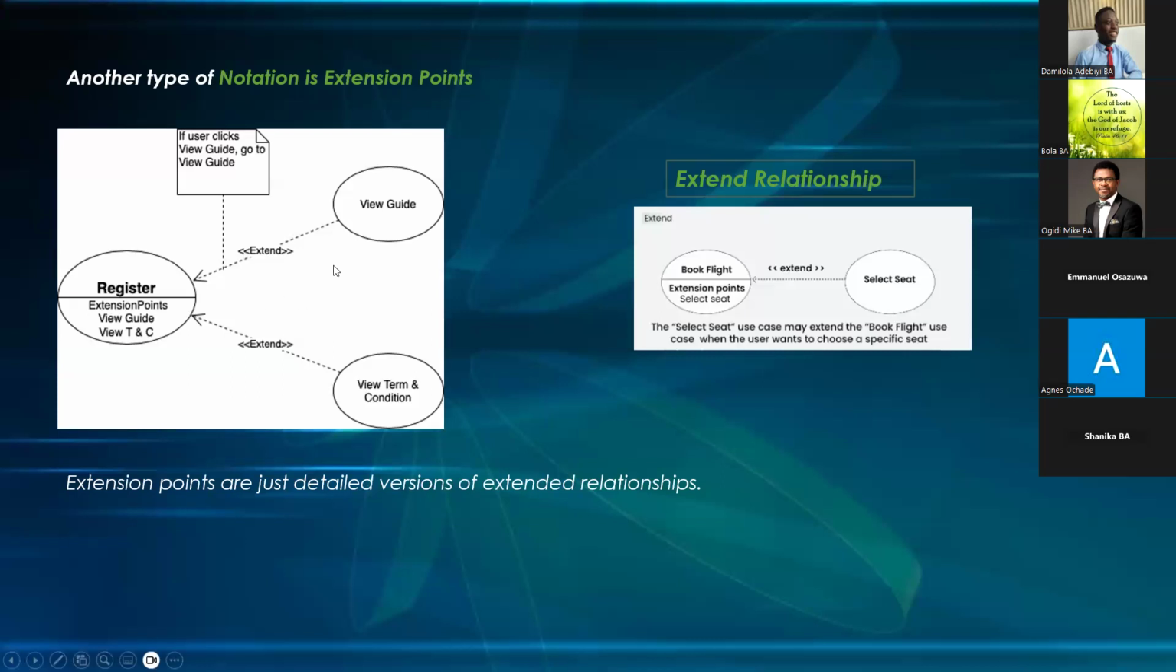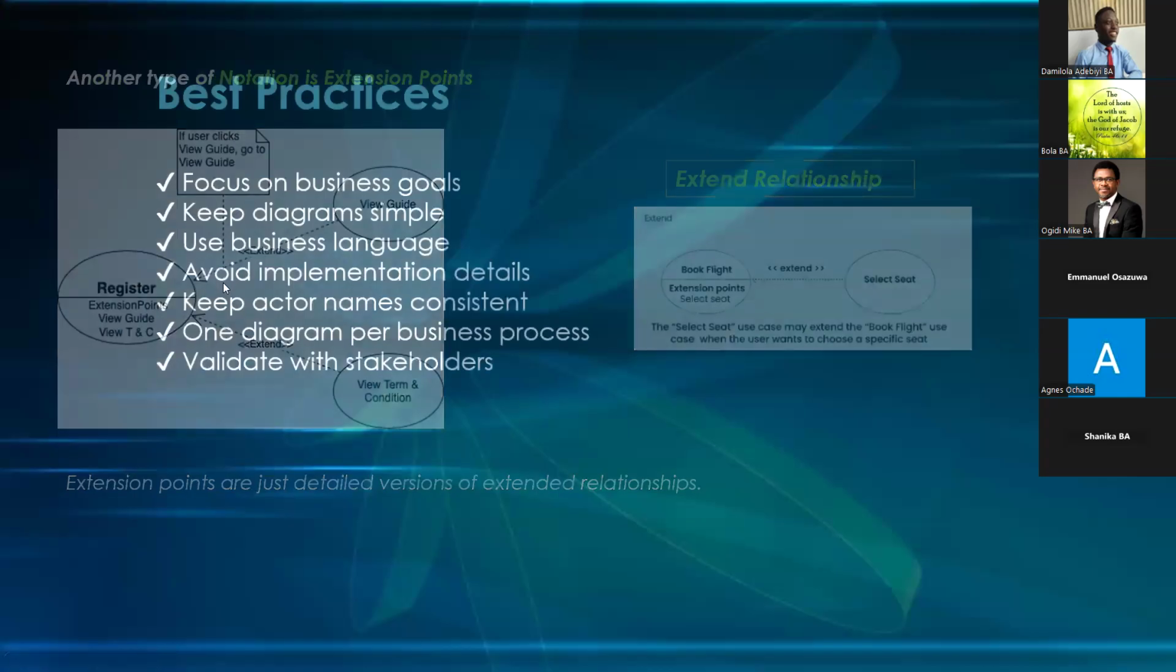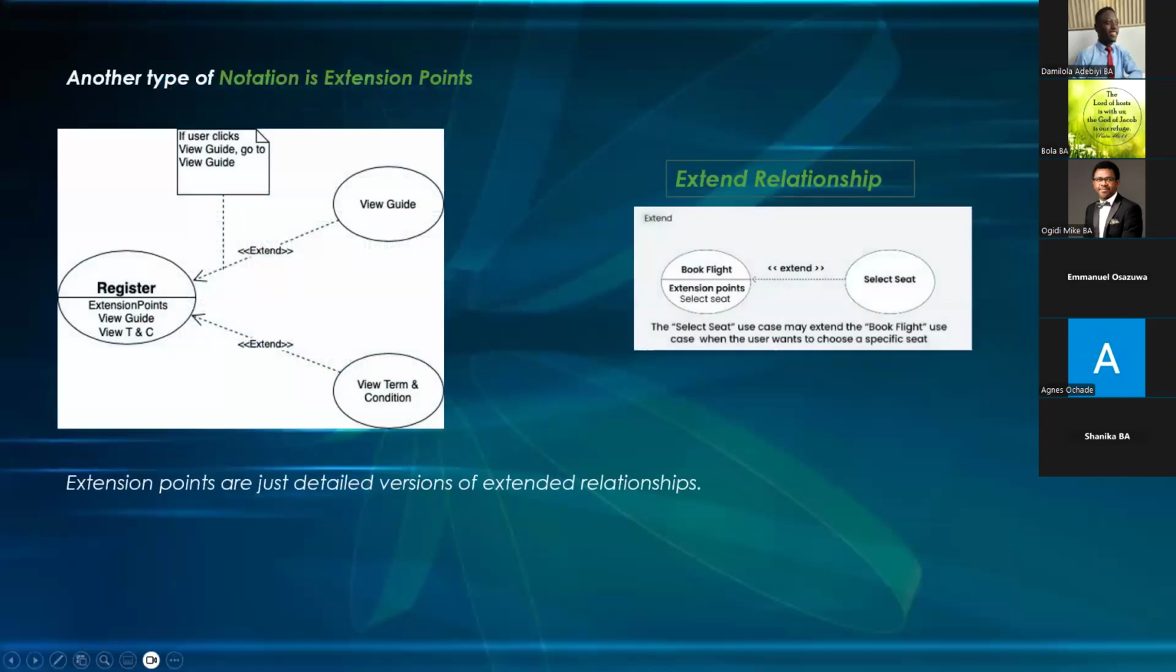So extension points. Extension point. We can see an extension point. Or let me use this because it's easier. Or let me stay here. Now, remember, extension point is another version of extended relationship. It's a more advanced extended relationship.